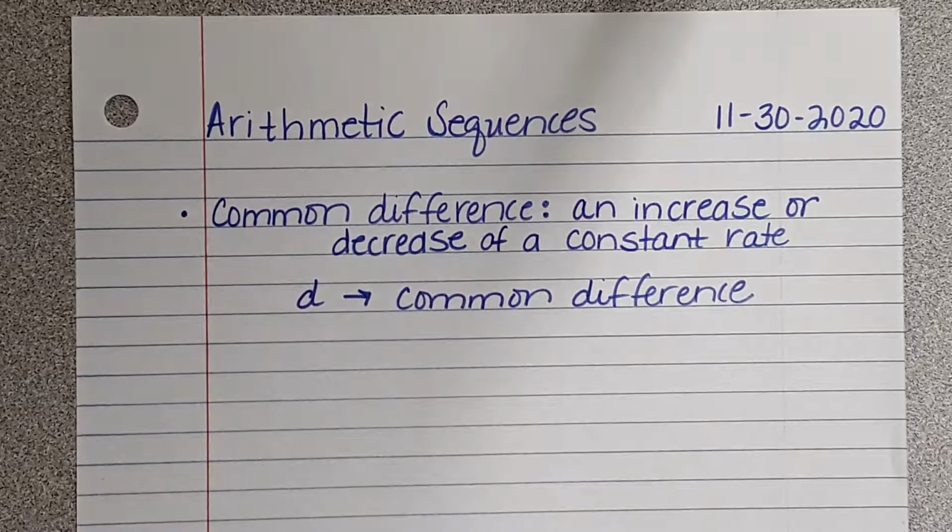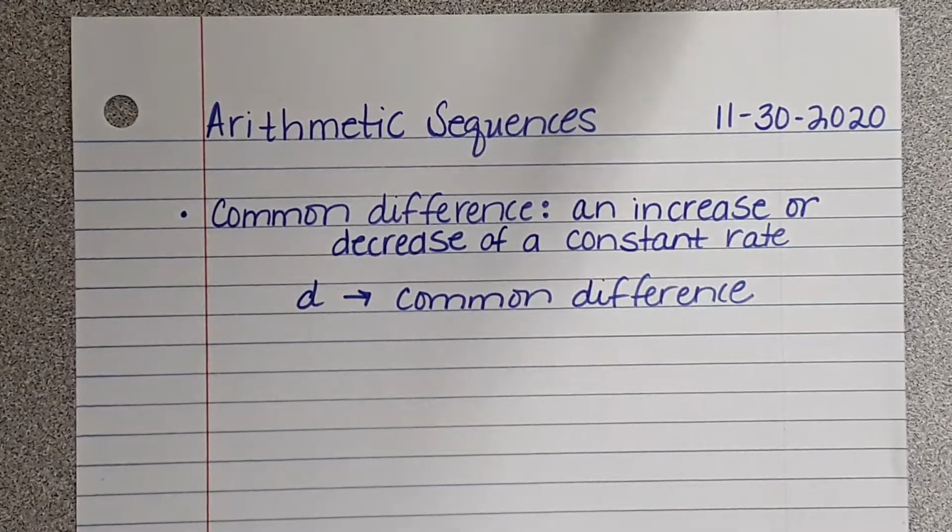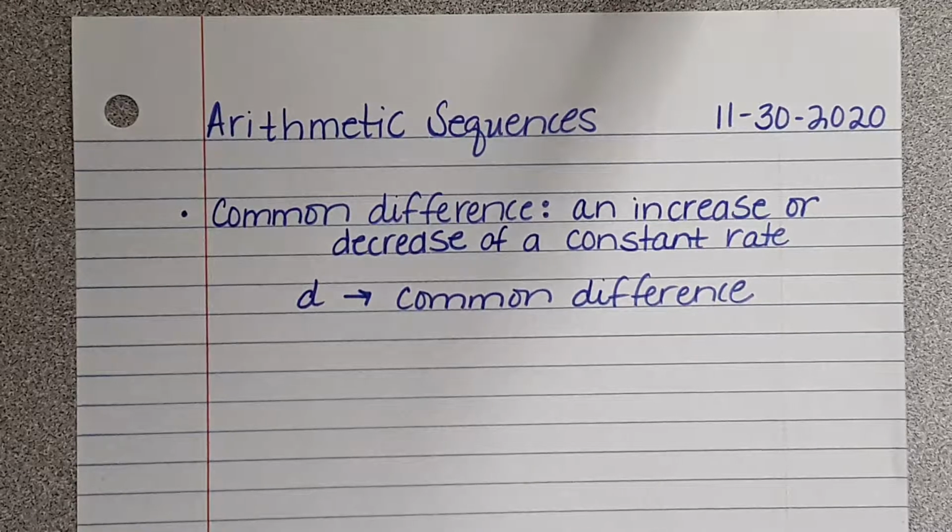And I'm going to teach you how to find the common difference, and then we're going to determine whether it's an arithmetic sequence or not. Okay, so we're going to find the common difference, and then I'm going to tell you how to find the nth term. So let's do the common difference first, and then we'll find the nth term, okay? So example 1.